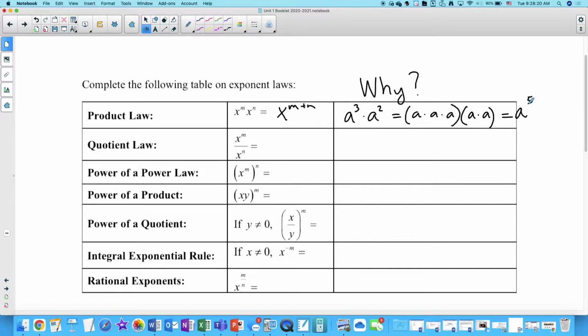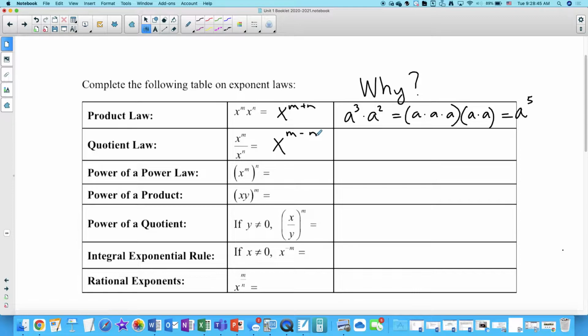All right, the quotient law. So when we multiply two powers with the same base, we add their exponents. What do you think we're going to do when we divide two powers with the same base? Subtract, exactly. So x to the m over x to the n is going to be x to the m minus n. And again, if we want to know why, we can look at expansion.